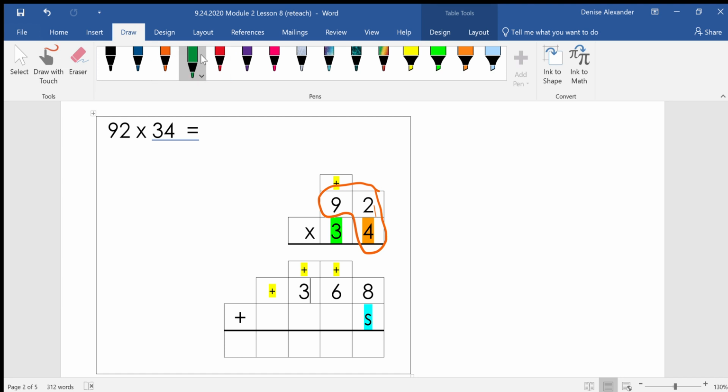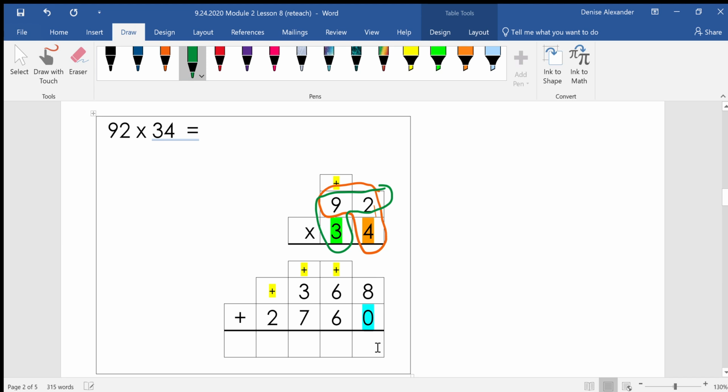Now, we're going to take the 3 and multiply it by 92. But remember, because I'm multiplying by a 10, this space right here needs to be held. So we're using a 0 as our placeholder. So now we go 3 times 2, you're right, 6. And then 3 times 9, 27. Great job. So I'm going to put the 7 there and the 2, 27.